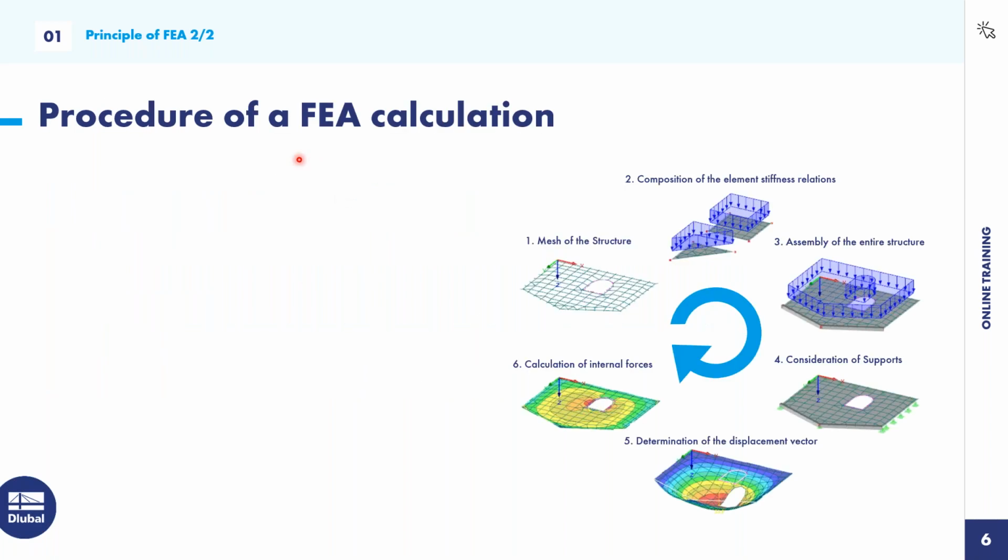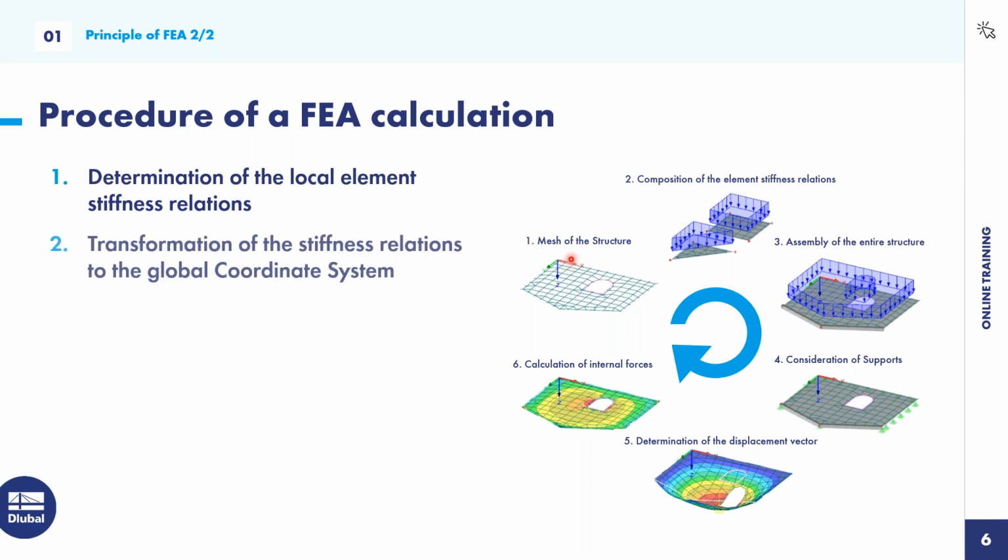So how does the procedure of an FEA calculation look? First of all, you determine the stiffness relations at the local elements. So you do a mesh of the whole structure, and then you transform the local stiffness relations to the global coordinate system, and then you assemble, or compose, the total stiffness relations for the entire structure.